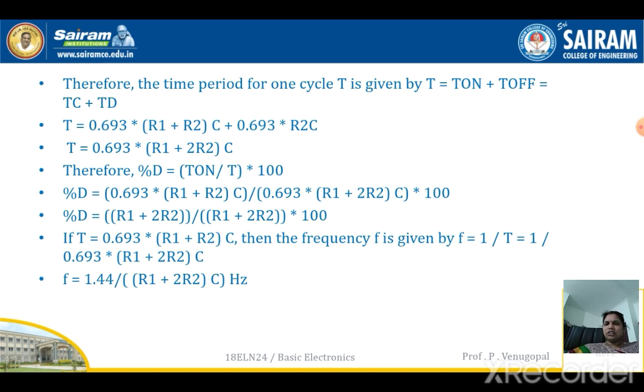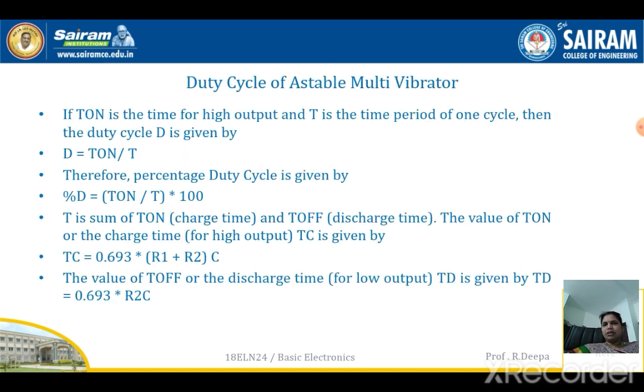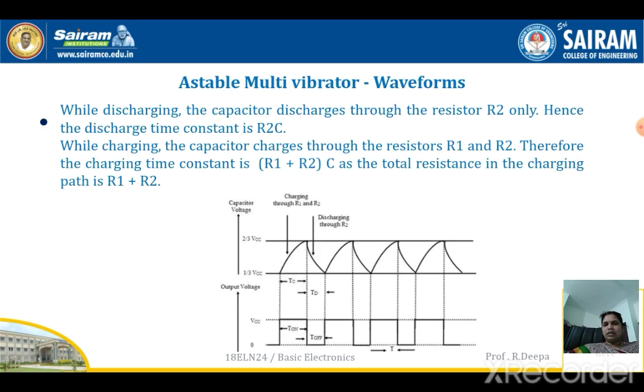So the frequency of oscillation F can be written as 1 divided by T, which is equal to 1 divided by 0.693 into R1 plus 2 times R2 into C. Thereby the frequency of oscillation generated is F equal to 1.44 divided by R1 plus 2 R2 into C. So this is the frequency of oscillation of whatever oscillations are produced by the astable multivibrator. This derivation is very much important. You need to explain the astable multivibrator and the block diagram, and you can observe the graph here.